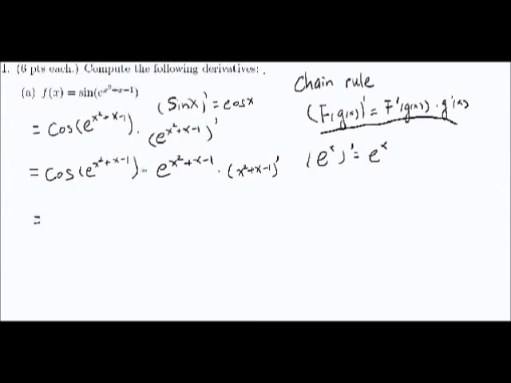So we're done with the sine function, we ignore it. We're done with the exponential function, we ignore it. And then we do the polynomial function at the end. The derivative of x squared plus x minus 1 will be 2x plus 1. That's the final answer.